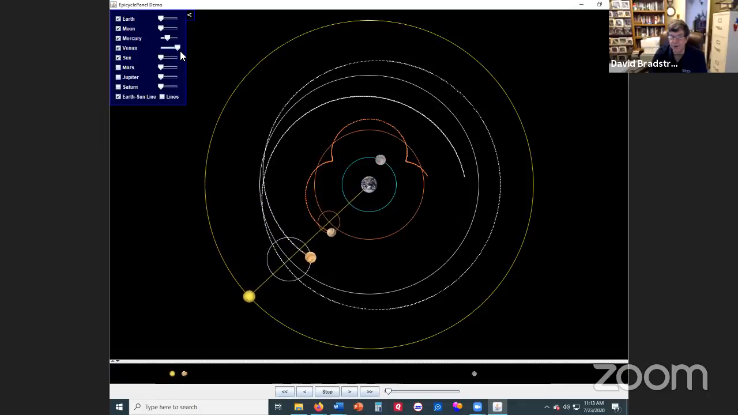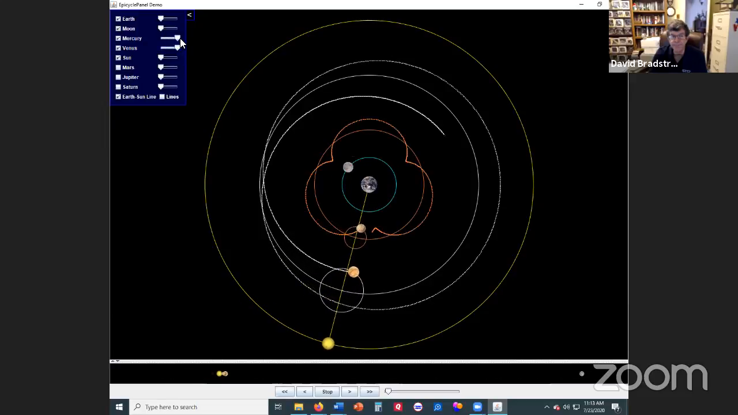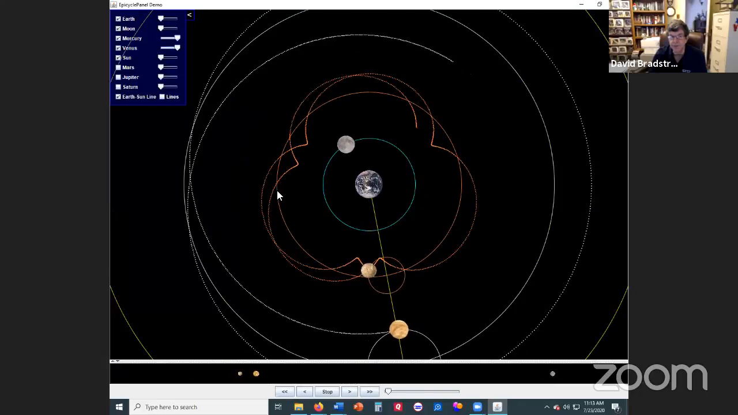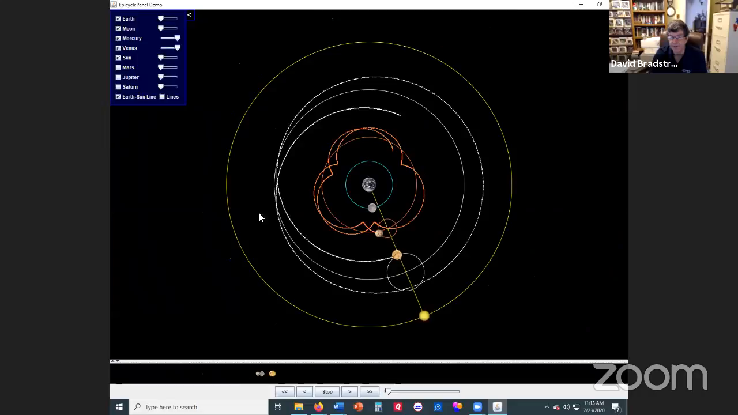And of course, the sun and the moon don't have epicycles. Or you can just zoom in on Mercury or whatever. So that's kind of fun. Okay, you ready for the second part? So that's the sun, Venus, and Mercury.